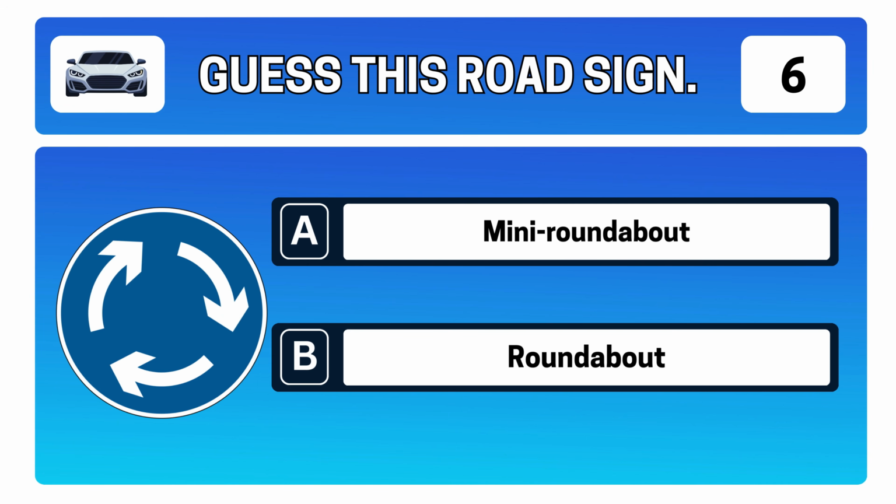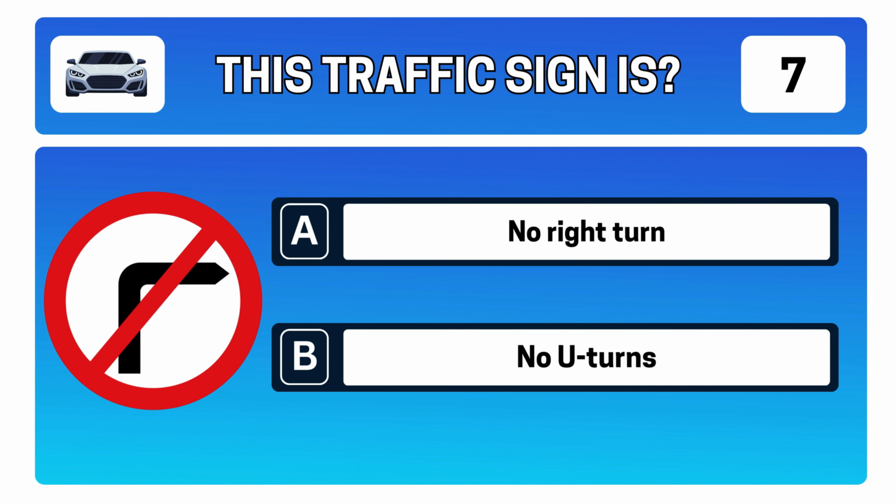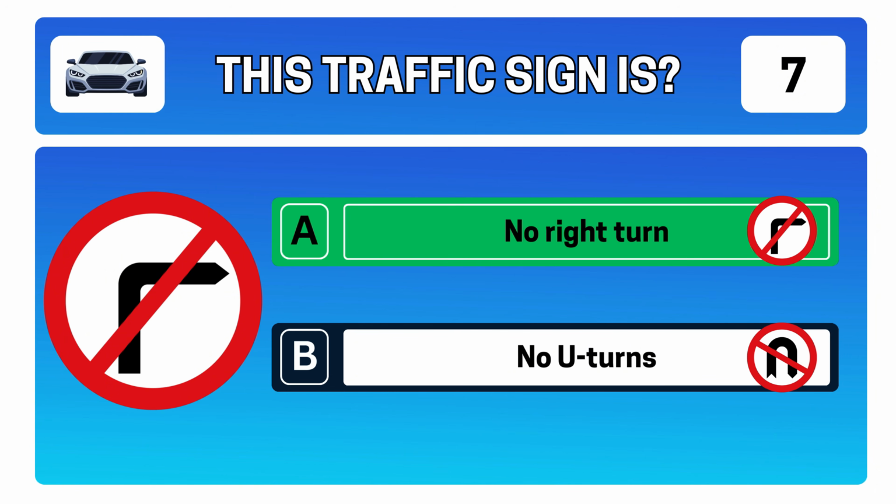Guess this road sign. A. Mini roundabout. B. Roundabout. Well noticed. This is the mini roundabout sign. This traffic sign is A. No right turn. B. No U-turns. Exactly. This sign prohibits vehicular traffic from making right turns.